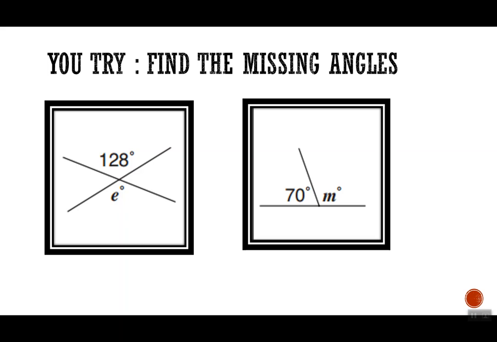All right, so let's see how you did. Once again, I have vertical angles. The 128 and E are going to be equal. And this time, the 70 and the M are supplementary, so I need to subtract from 180 because these form a straight line. So 180 minus 70 is 110, and that's my measure for M.